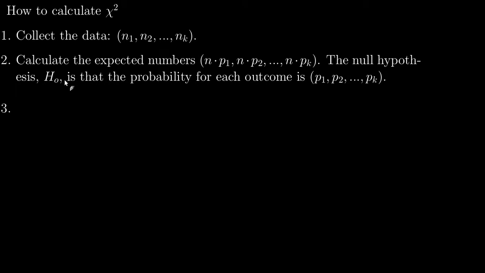Then I'm going to calculate what I expected the outcomes to be. So I'm going to take the total number and multiply by the probability for the first one, the probability for the second, all the way to the final probability. The null hypothesis, what we're testing, is that the probability that we expect matches in some way the outcomes that we observed.